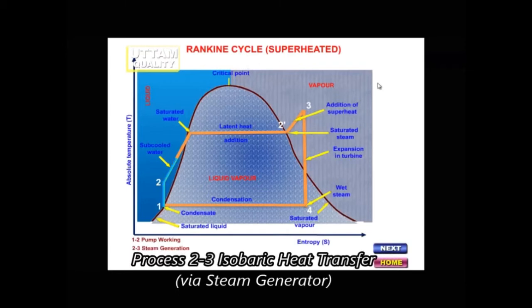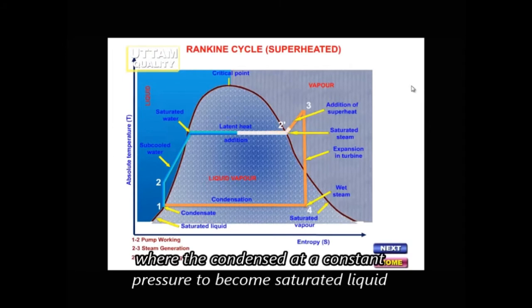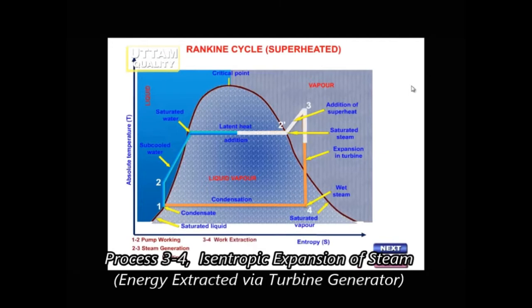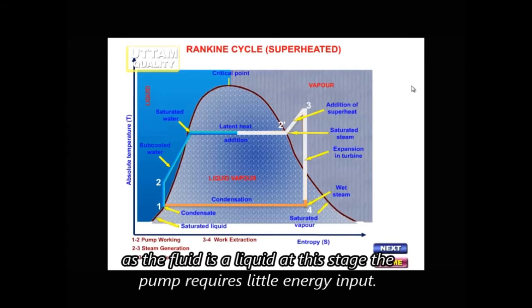Process 2 until 3 is isobaric heat transfer via steam generator. Wet vapor then enters a condenser where it condenses at a constant pressure to become saturated liquid. Process 3 until 4 is isentropic expansion of steam, energy extracted via turbine generator. The working fluid is pumped from low to high pressure. As the fluid is a liquid, at this stage the pump requires little energy input.